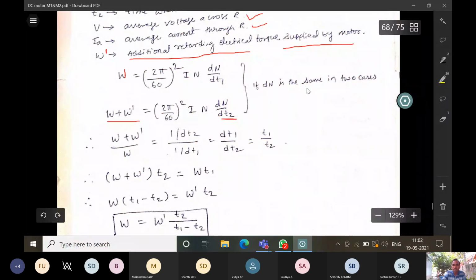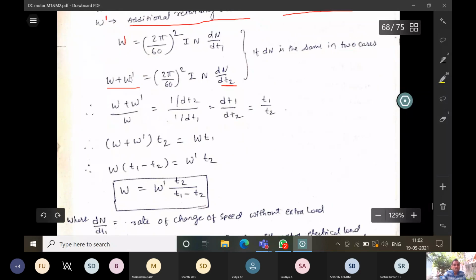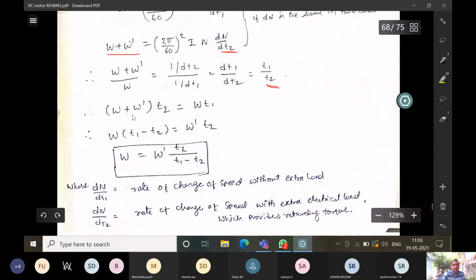If dn is the same in both cases, the speed change is the same, but only the time will change. Now write W plus W dash divided by W, that is, (W plus W dash) by W. Simplify this and you will get 1 over dt2 divided by 1 over dt1, which is dt1 by dt2, also equal to t1 by t2. Therefore, cross multiplying, (W plus W dash) into t2 is equal to W into t1.